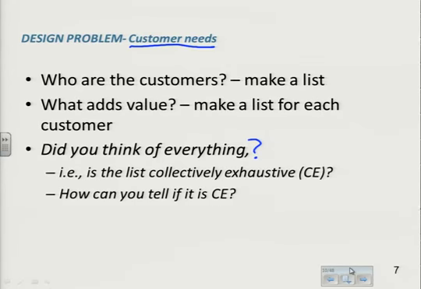So is the list collectively exhaustive? That means, did you think of everything? We're going to use the abbreviation for this, CE. We'll be coming back to this collectively exhaustive question in other contexts. And so here's an important question to be considering: how can you tell if your list is collectively exhaustive? If you didn't already stop your video, this would be a good time to stop it.